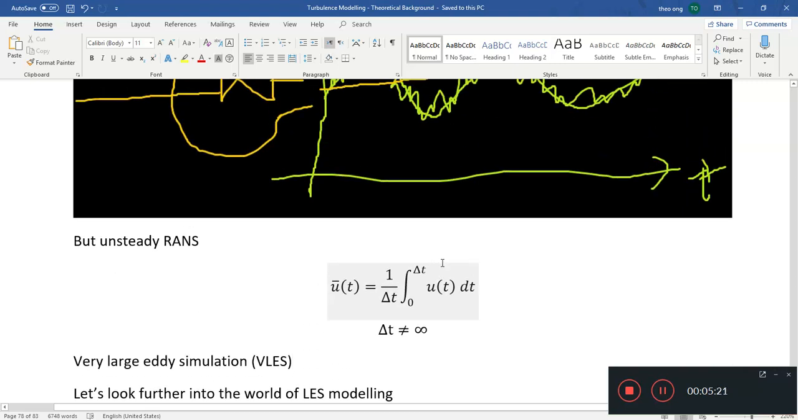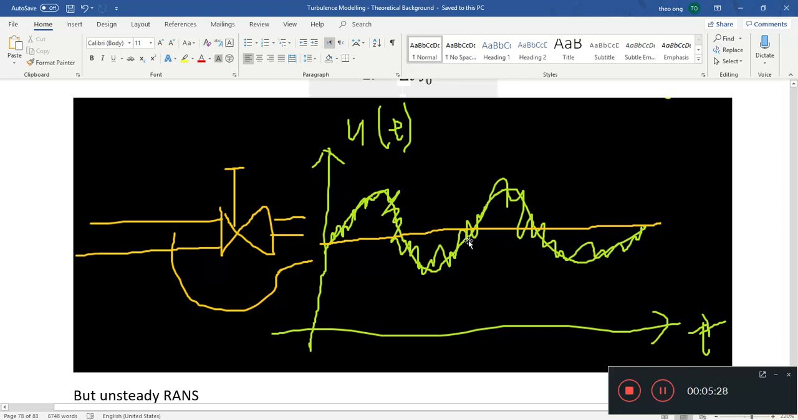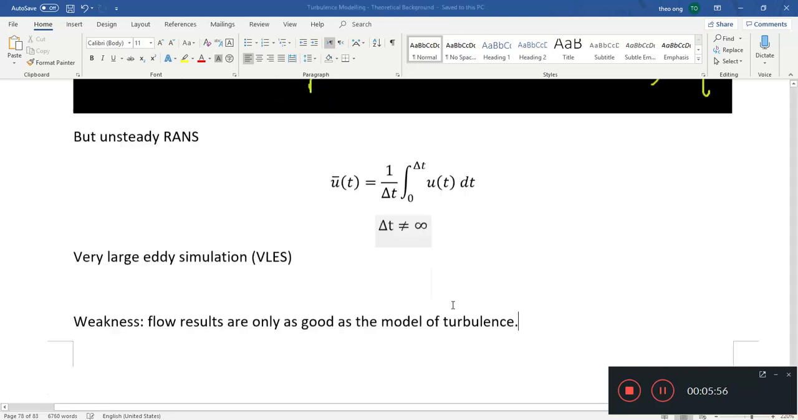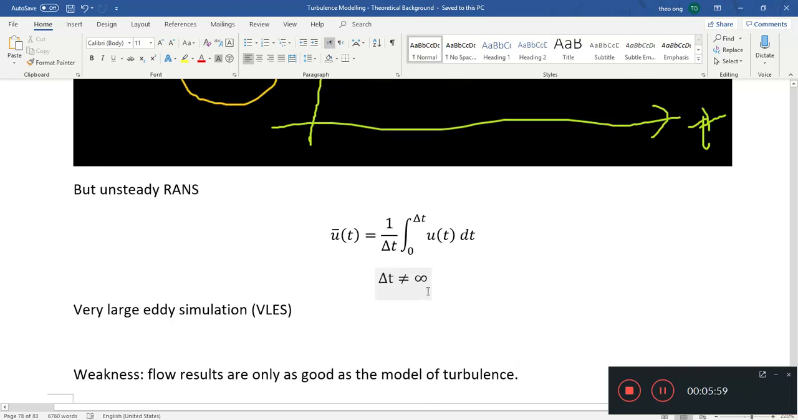Unfortunately, there are some deficiencies to Reynolds average Navier-Stokes. For example, for complex machinery and complex flows, they don't capture all the physics behind it. They do not capture all these eddies coming out, and those are weaknesses. The flow results are only as good as the model of turbulence. So that means when you use turbulent viscosity to model turbulence, or turbulent kinetic energy, dissipation rate, etc., the flow that you compute in your CFD code is only as good as those models. And from what we know, these models are not good in every case.